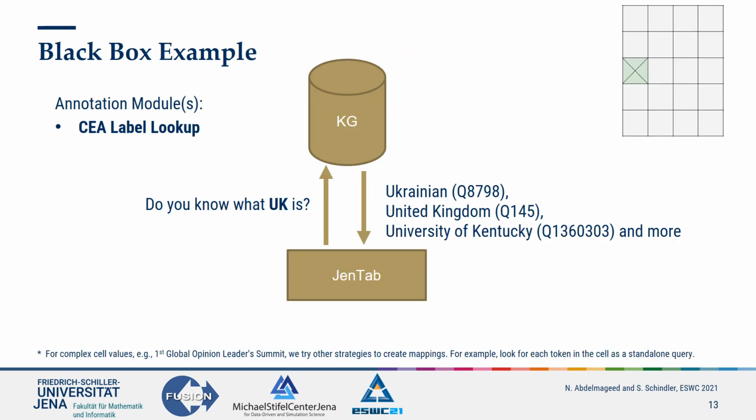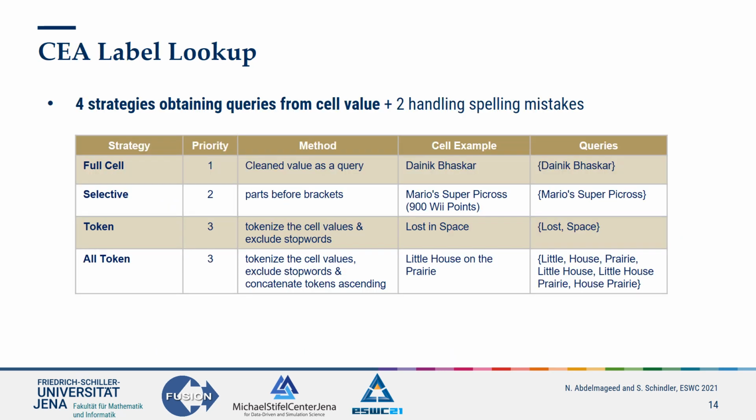Here is an example using the cell context. Multiple candidates are expected here. We have 4 primary strategies to generate candidates for a cell, each of which captures a different part of the cell to query the knowledge graph. The last 2 columns here demonstrate an example for each method.